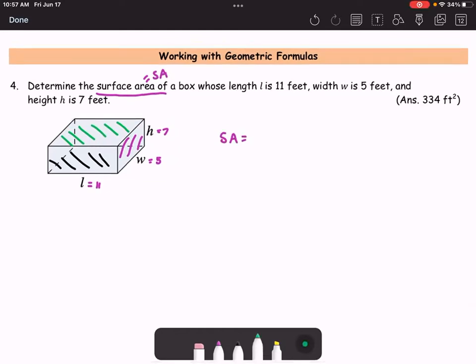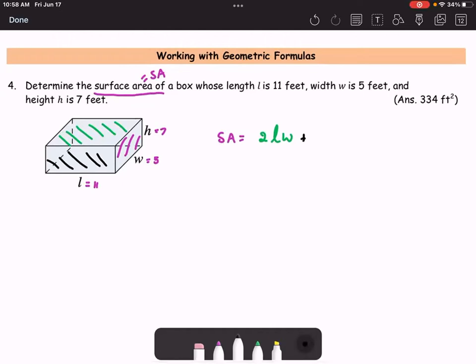I'm going to use the green one. So the dimension of the top is going to be the length times the width, so twice because top and bottom: twice the length times the width, added by the surface area of the front and back. The front and back, the dimension would be the length times the height. So twice the length times the height.